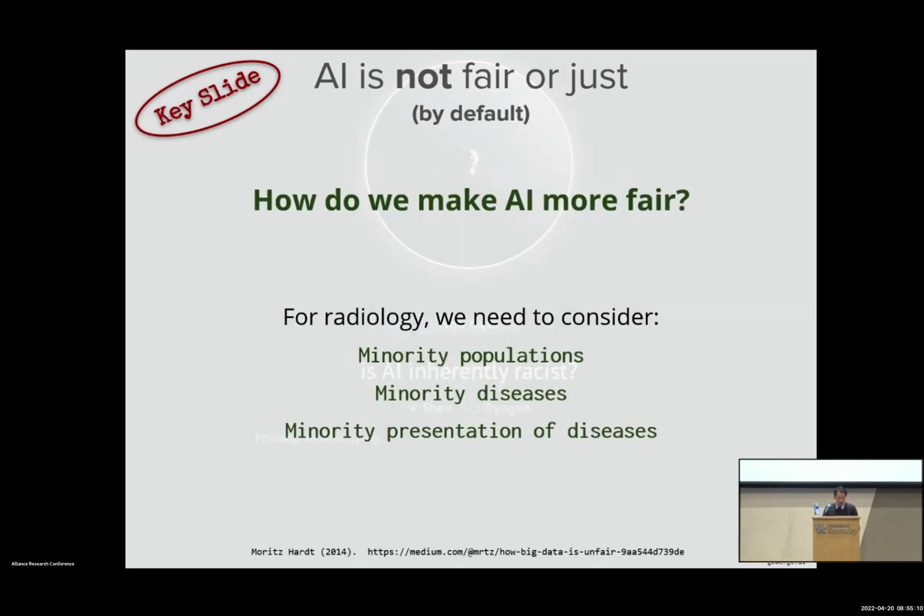And so, how do we make AI more fair? At least in terms of radiology, I understand not all of you guys are from radiology, but at least in radiology, we need to consider minority populations, which is really what people are thinking about when they're thinking about AI bias and fairness, right? You want to worry about the minority populations. But in medicine, we also have to worry about minority diseases or diseases that are not very common, and even minority presentation of diseases. So diseases that present in different ways. And sometimes they're all kind of linked together, right? A lot of minorities get different diseases and they present differently. So these are all kind of the issues that we need to think about.